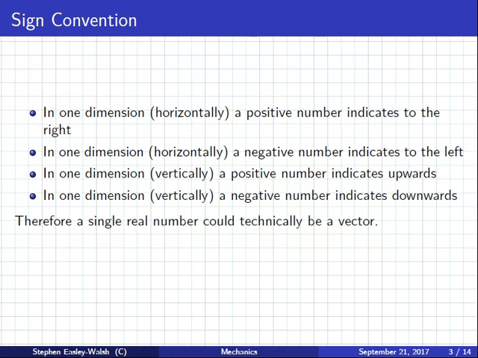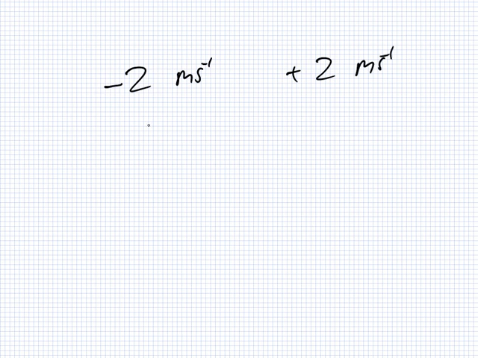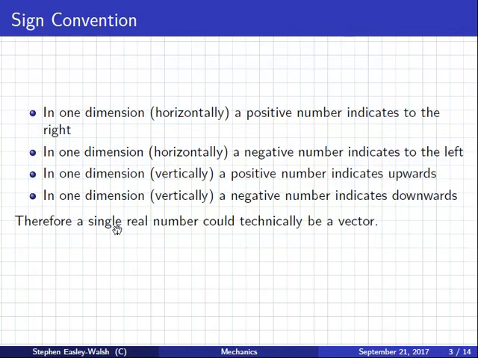But if we think about it, this means that a number could technically be a vector. Because what do we need for a vector? We need a size and a direction. So if I have the number -2 meters per second or +2 meters per second, these are actually vectors. Because you have a size, a magnitude, but you also have a direction. What's the direction here? Yeah, the sign is the direction here. So, therefore, a single number could actually be a vector.